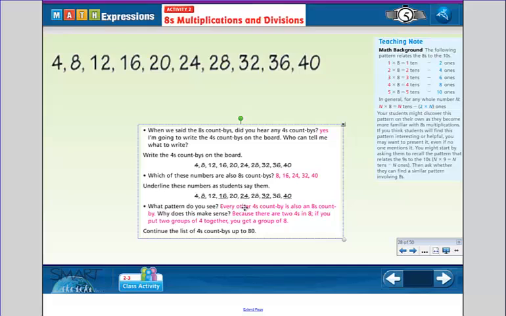What other patterns do you see? Every other 4 count by is also an 8's count by. Why does this make sense? Because there are 2 4's in 8. If you put 2 groups of 4 together, you get a group of 8. Maybe that will help you understand the eights better.